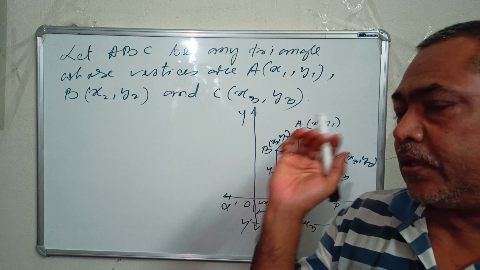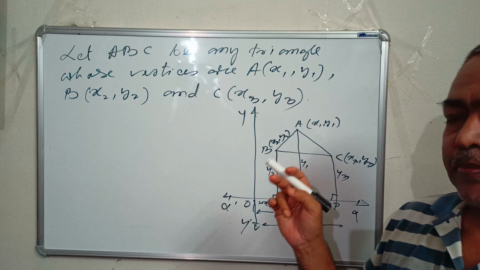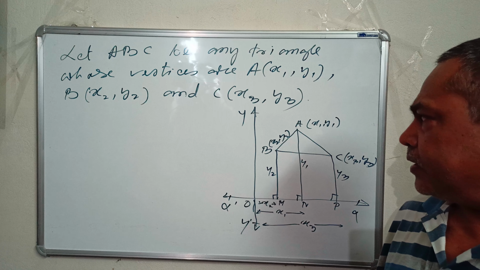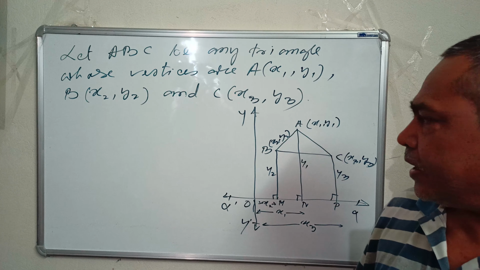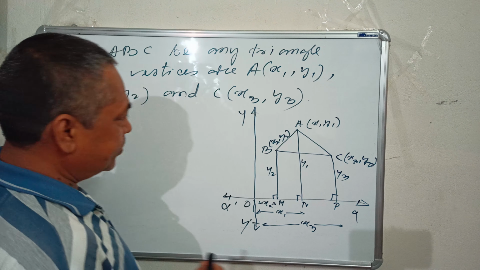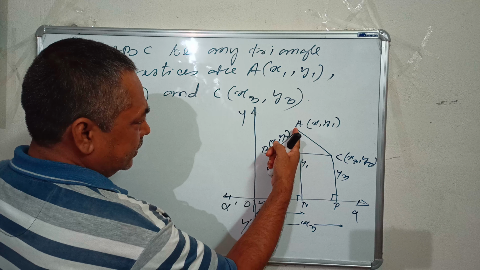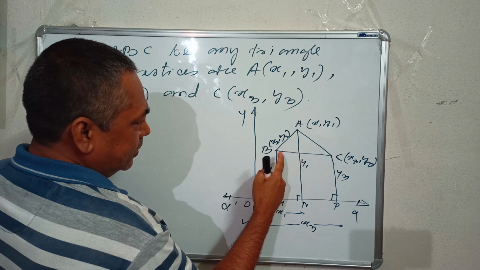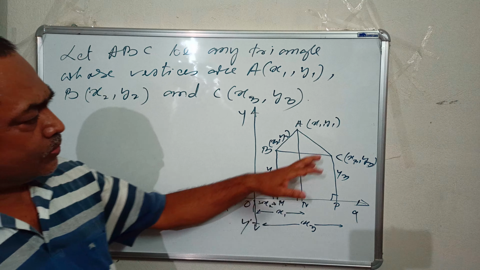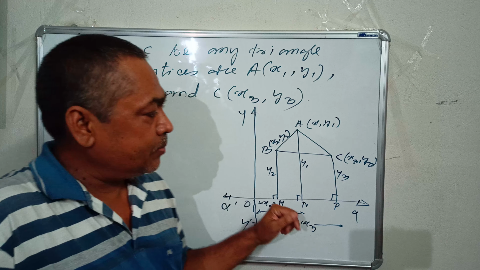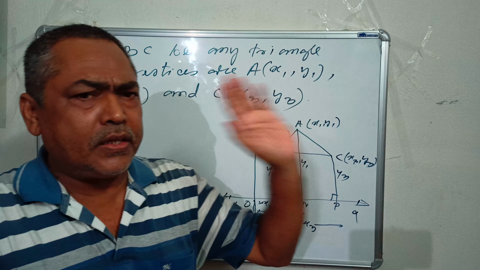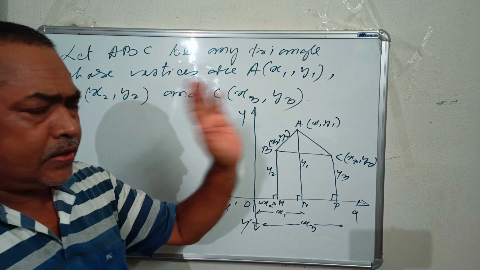S for semi-perimeter of the triangle, S into S minus A, S minus B, S minus C, where A, B, C are the lengths of the three sides of the triangle. But here also we can find it using Heron's formula, by finding the distance between A and B, this length and this length, then we can find the semi-perimeter S, then we can find the area, but it will be a very tedious work.